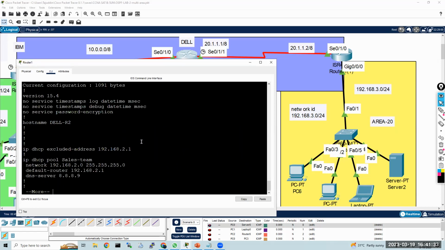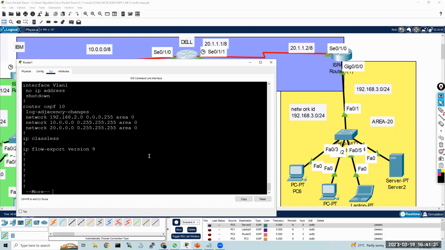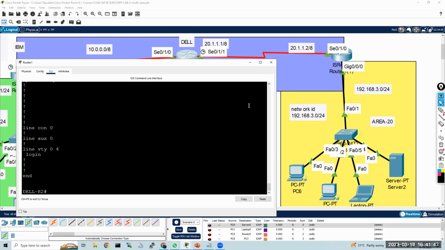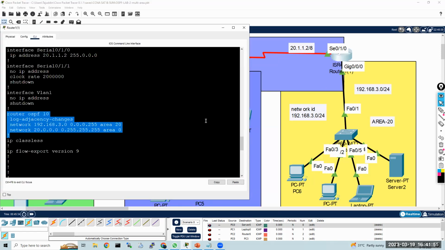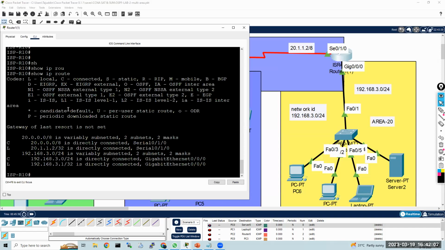Show run. 2 network, 10 network, 20 network. That's it. Is there any loopbacks? Okay, no loopbacks. Let's remove the OSPF on router 3 and redo it again. You want me to remove this? Yeah, remove and again let's do this.